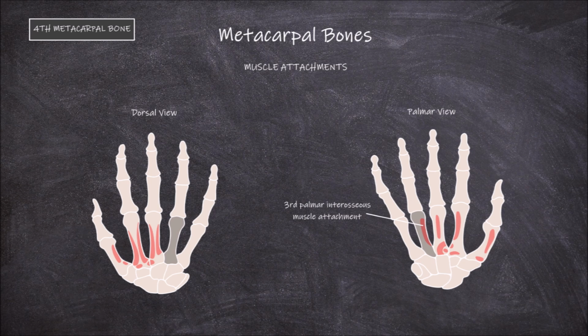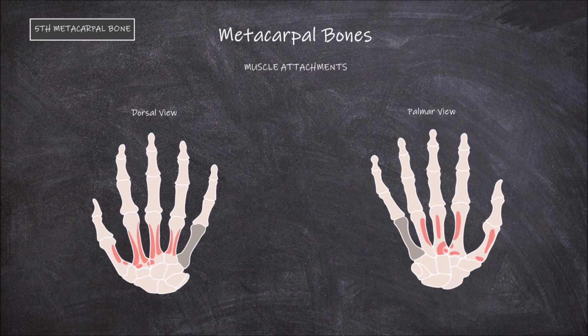The third palmar interosseous originates from the lateral side of the palmar surface of the shaft of this bone. The medial head of the third dorsal interosseous muscle originates from the lateral side of the shaft of this bone. In addition, the lateral head of the fourth dorsal interosseous muscle originates from the medial side of the shaft of this bone. And lastly, the fifth metacarpal.